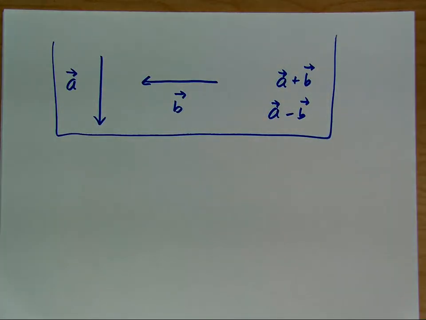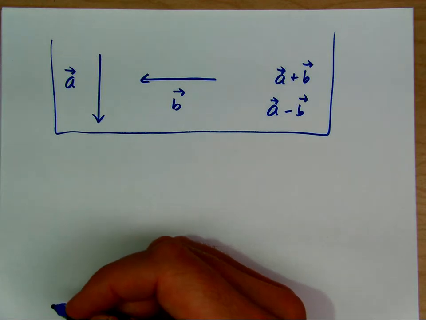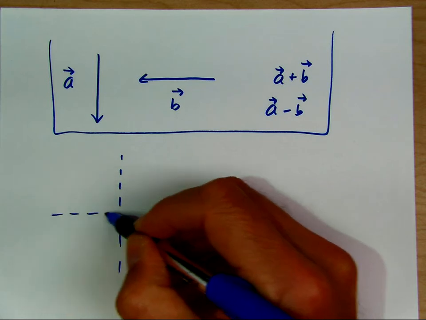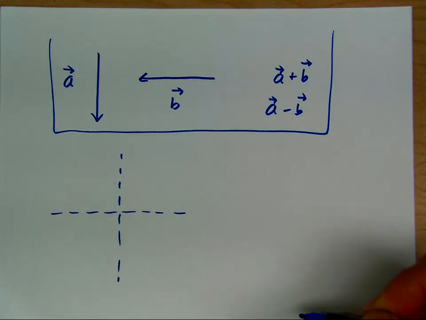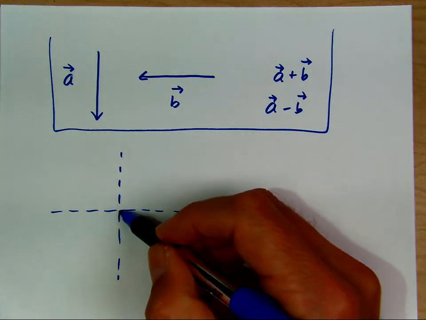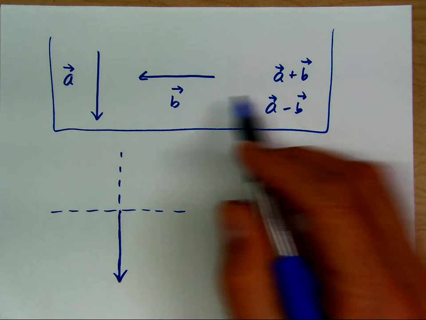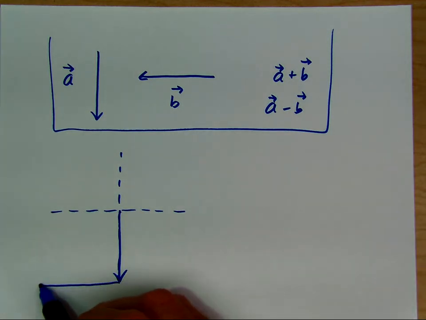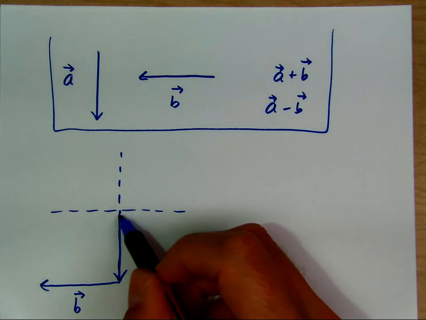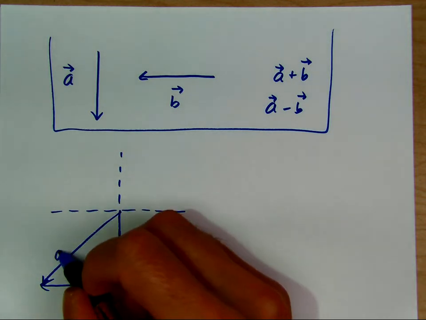Alright, and pause the video, try that one. So for A plus B, we draw vector A, so we need about the same length. And then at the end of A, draw B, so I'll draw that. Vector A, vector B, and there's the resultant, and that's A plus B.